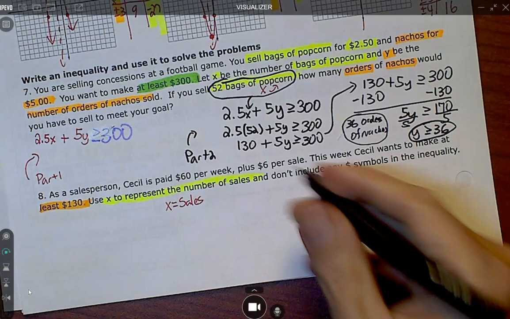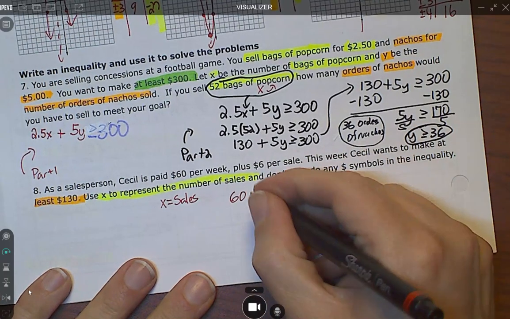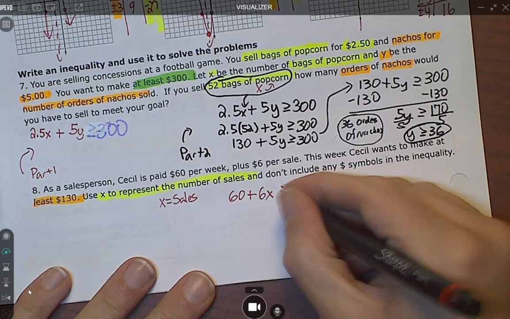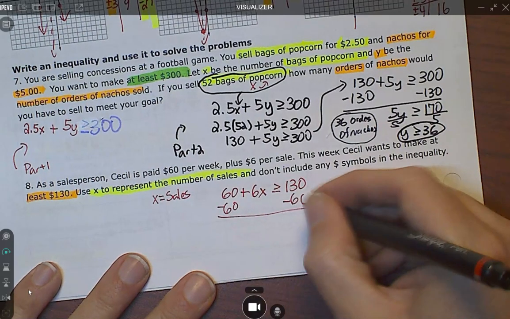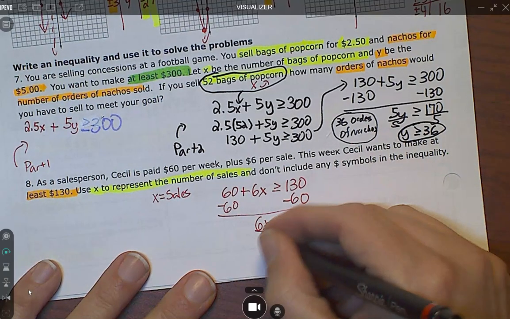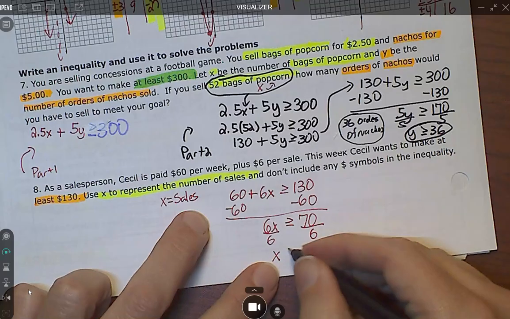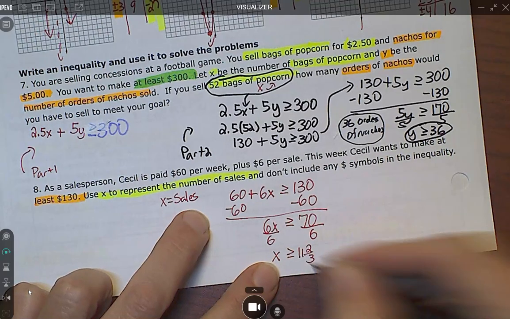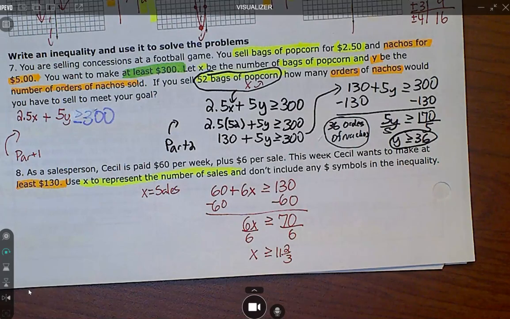Well, we do 60 per week plus 6 per sale. And you want to make at least 130. I wanted to pick one where you had to round. How many times does 6 go into 70? It's 11. 11 2/3. For sure. Let's try it.